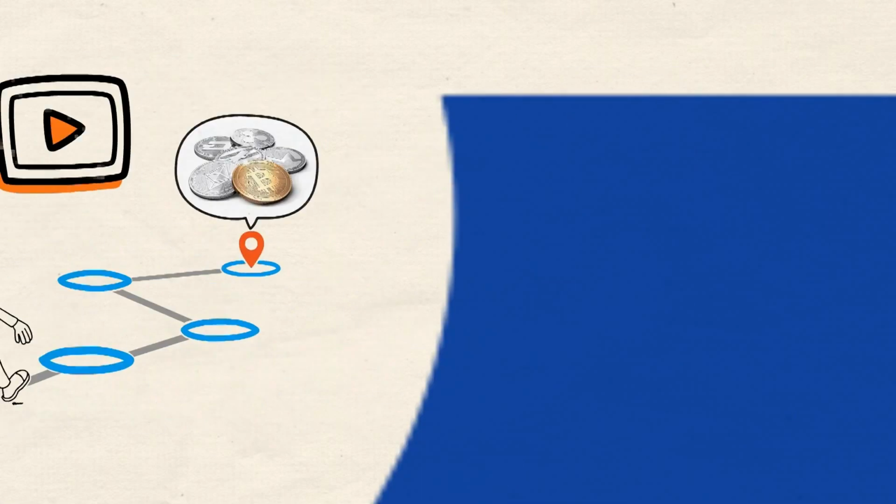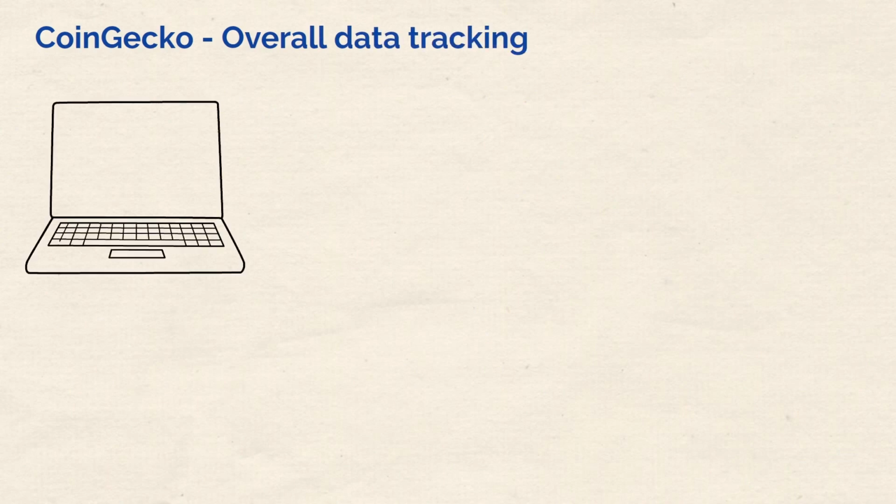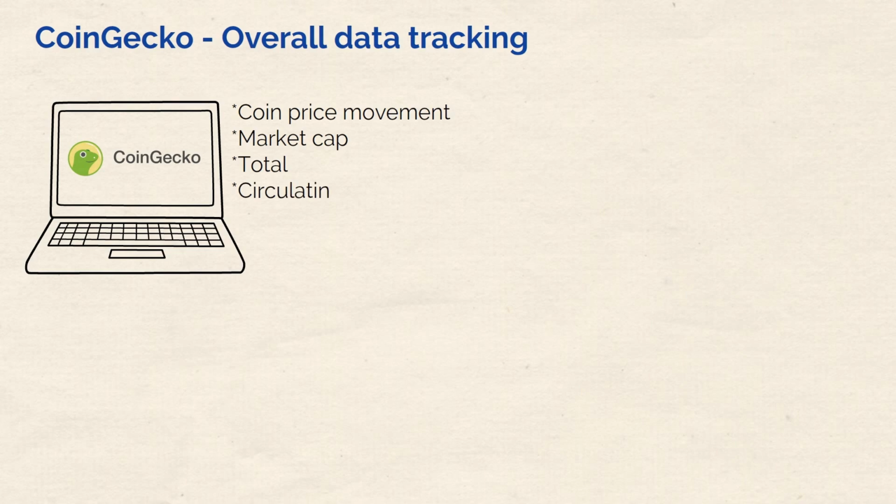So let's get started. First, let's take a look at CoinGecko. CoinGecko is the go-to source for basic fundamental analysis of any coin you could come across. It contains useful data like coin price movement, market cap, total and circulating supply, and much more. Essentially, it has everything you should look at to assess projects before you invest in them. Let's look at how to use it step by step.